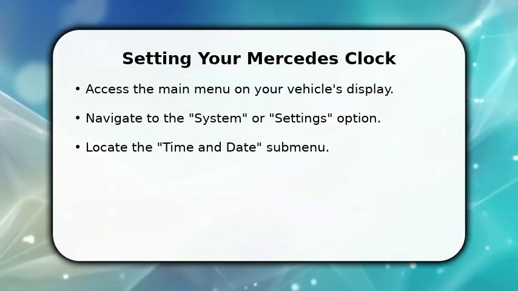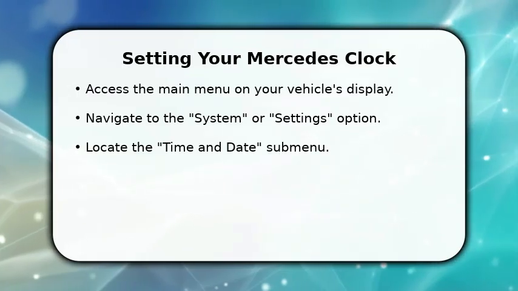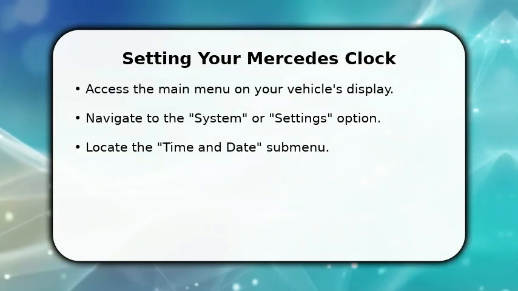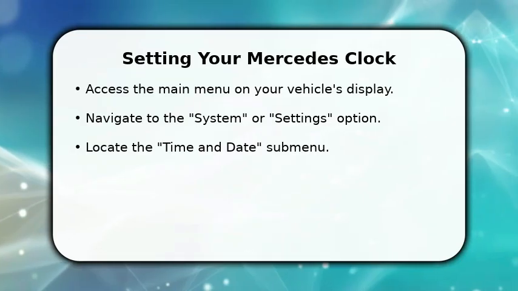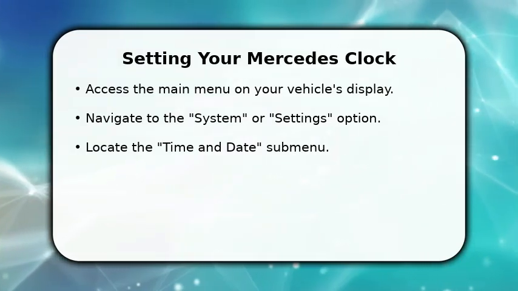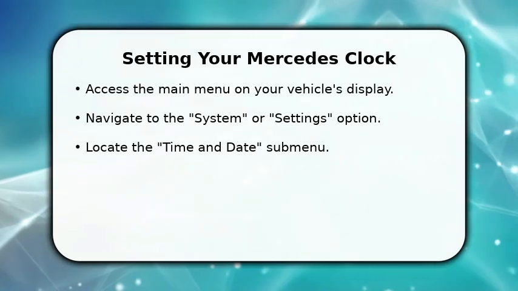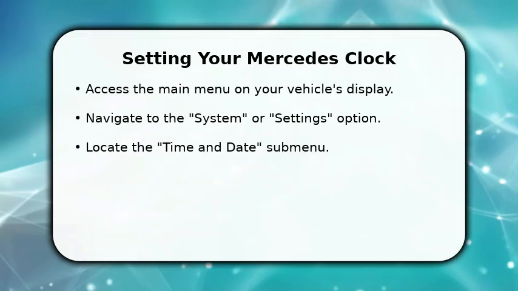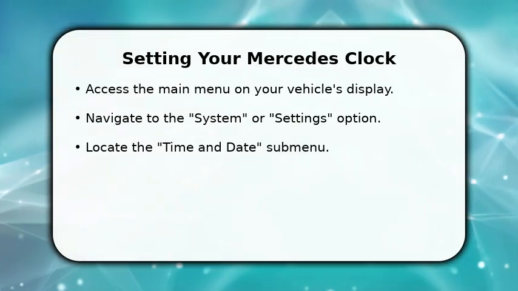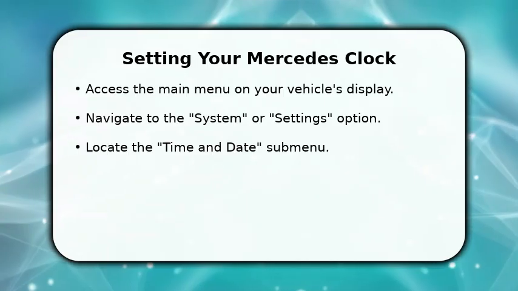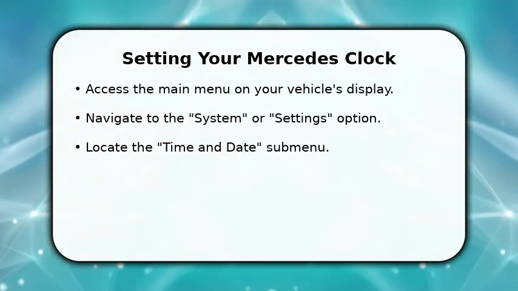In this video, I will explain how to set the clock on your Mercedes E-Class. First, turn on your car's ignition and locate the main display screen. Use the control knob or touch interface to access the main menu. From there, you'll want to find the System or Settings option. This is your gateway to customizing various vehicle functions, including the time.